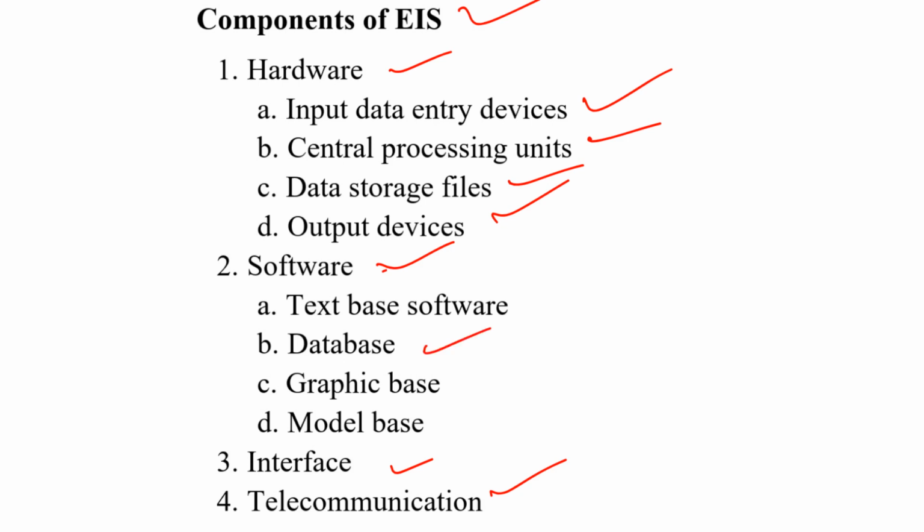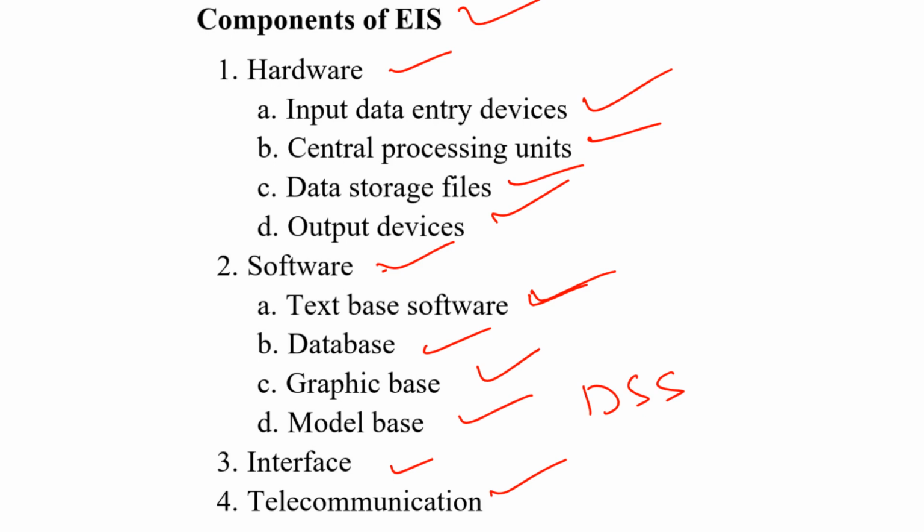Then software, also your database, text-based software. The most common form of text is probably documents, documentation. So that is also programmable documents. Using that you will do it. Then you have graphic-based and model-based. So model-based, as we already discussed in decision support systems, the models related to statistical models, financial models, other quantitative models, that also will be used here.